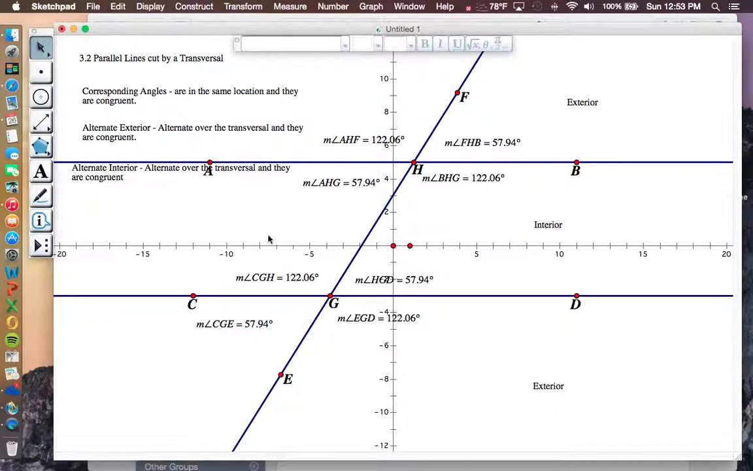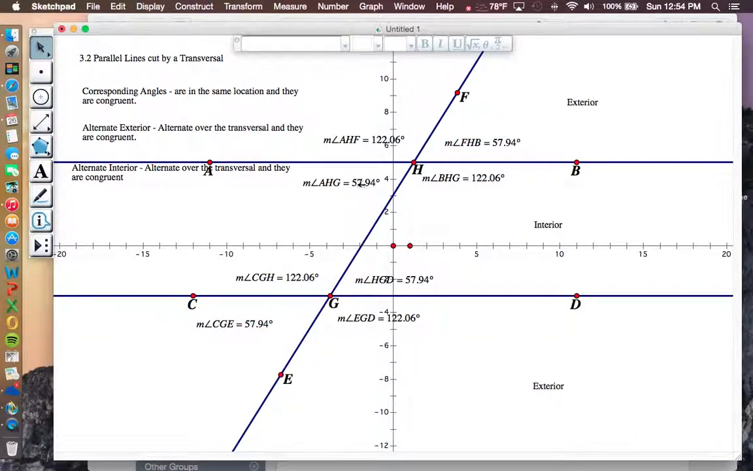Now, let's just take a look at the last few. So we've got corresponding angles. We have alternate exterior, alternate exterior, alternate interior. I highlighted a few of them. You can assume that the other ones are also, so this is alternate interior. These two angles are alternate interior. And these two angles here are alternate exterior.